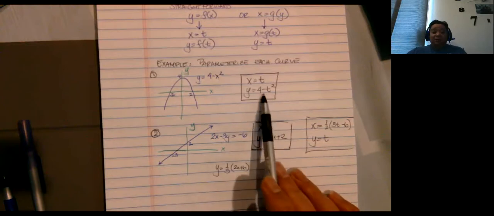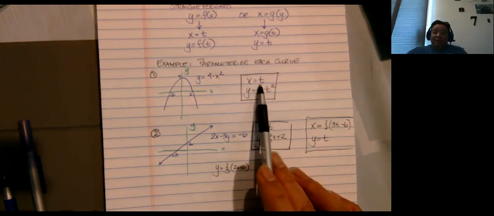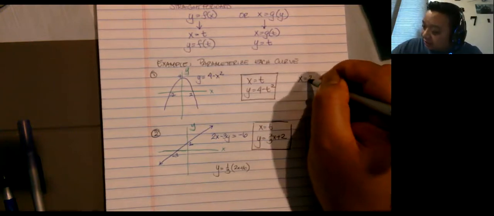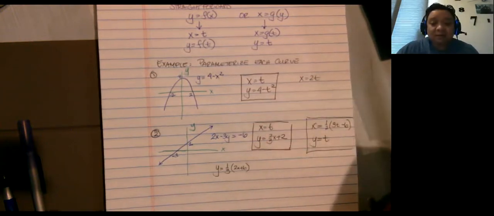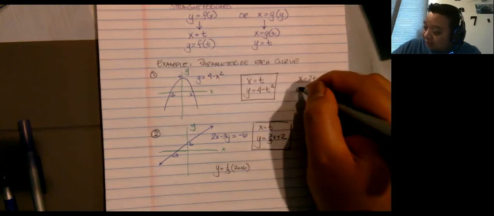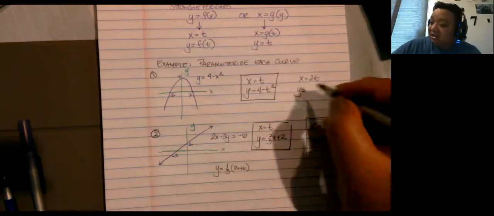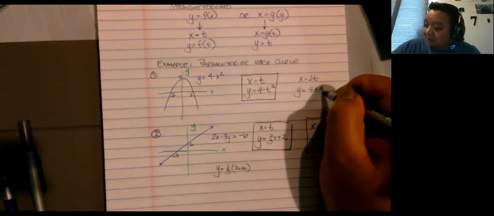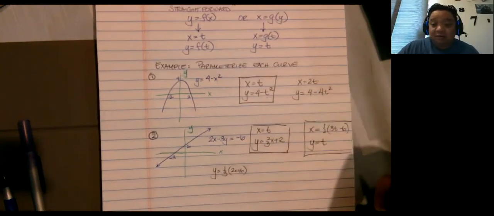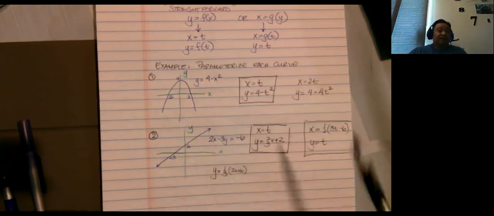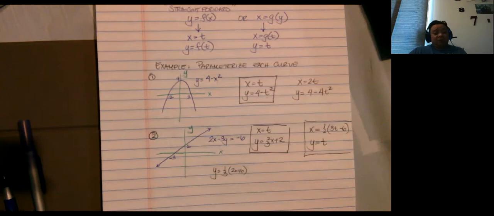For example, on the first one, I didn't have to use t. I could have said x is 2t. If x is 2t, replace this with 2t, and y would be 4 minus 4t squared. That would be the same curve as that one. So there's more than one answer when they ask you to parameterize a curve.